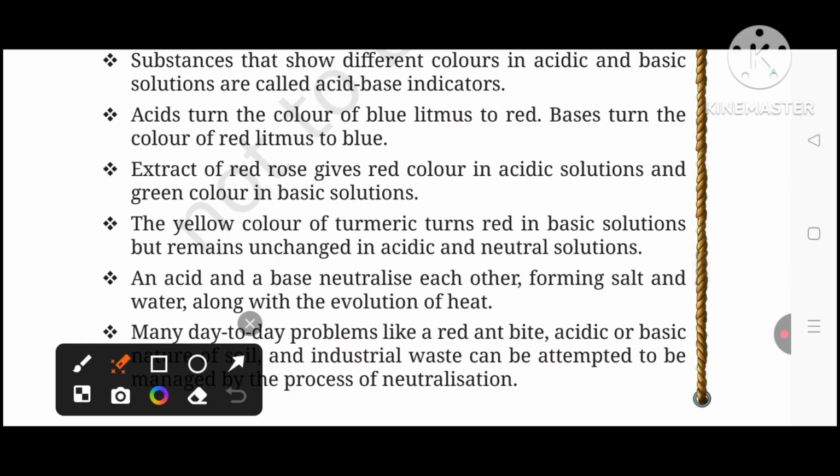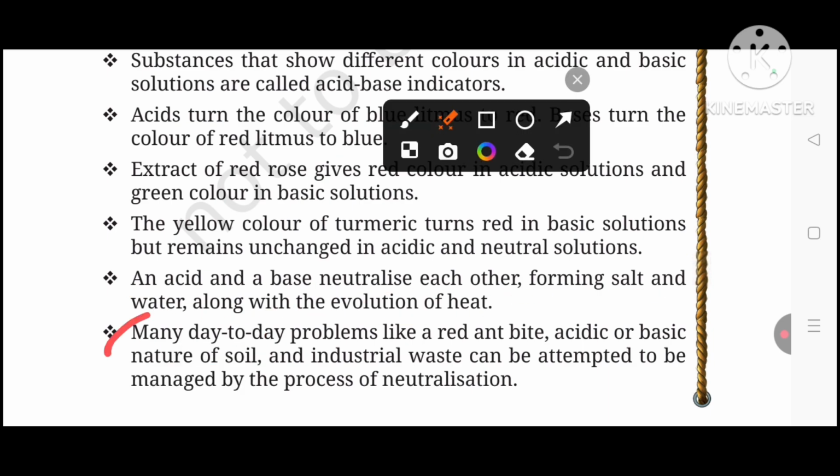This is an important point in context of your paper. The yellow color of turmeric turns red in basic solution but remains unchanged in acidic and neutral solutions. So we cannot use turmeric water as an acid-base indicator. Acids and bases neutralize each other, forming a salt and water along with the evolution of heat. Many day-to-day problems like red ant bite acid, the acidic or basic nature of the soil, and industrial waste can be managed by the process of neutralization. So the neutralization reaction will help you get rid of these problems.